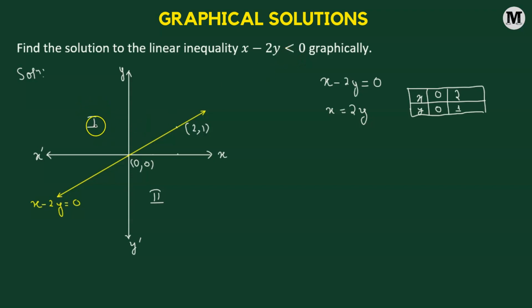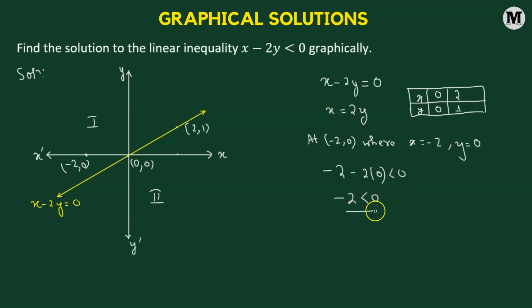So let's say we pick up a point from region number 1. Let's say we pick up this particular point which is -2, 0. So at the point -2, 0, where we have x equals -2 and y equals 0, we will substitute this value in our inequality. So we have x minus 2y less than 0, so that means we have -2 minus 2 times 0 less than 0. This is going to give us -2 less than 0. So here, this is a true statement. -2 is indeed less than 0, which means that this point -2, 0, which belongs to region number 1, is going to be a solution to the given linear inequality.